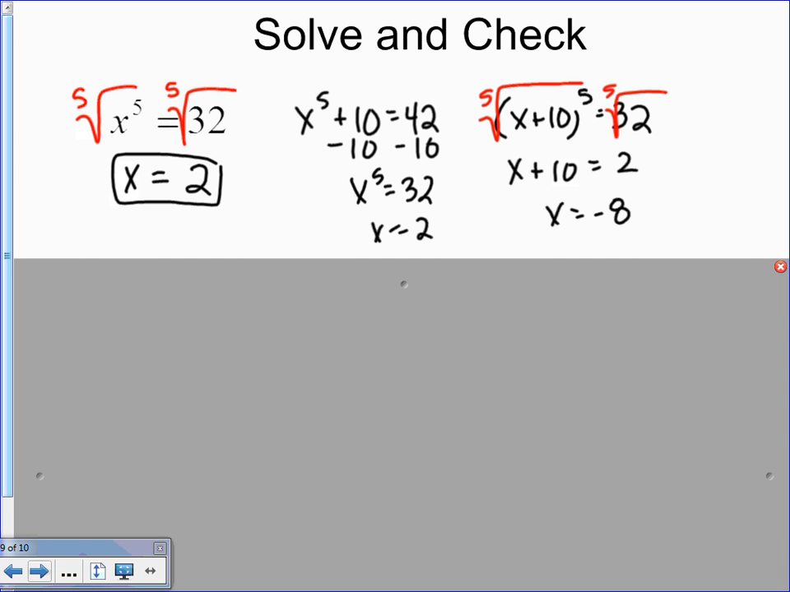So you just have to think about order of operations. When are you going to do certain things when solving? But at some point, to get rid of a 5th, you're going to have to take a 5th root. You might have to add, subtract, multiply, or divide something else along the way.